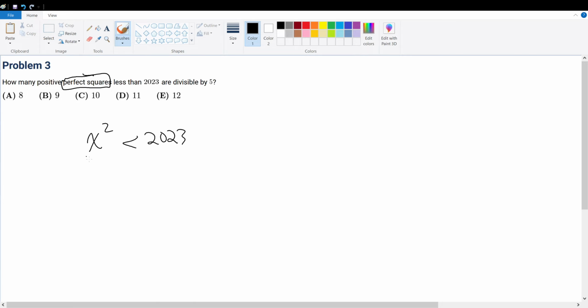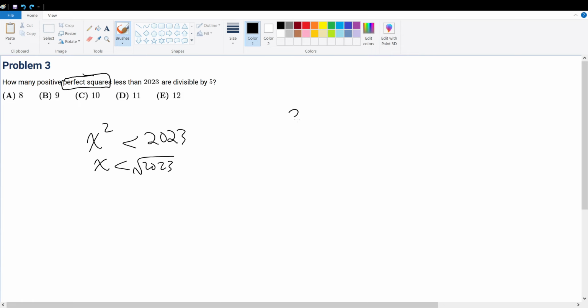So therefore, what is the maximum possible value of x? Well, x is obviously less than root 2023. Now, x can be negative, but obviously it has to be positive, so therefore we ignore those solutions. But I don't know how to evaluate root 2023. So what do I do? I guess perfect squares that are near 2023.